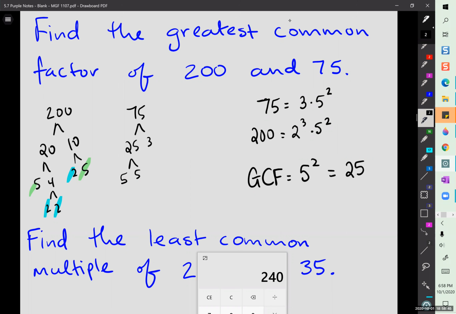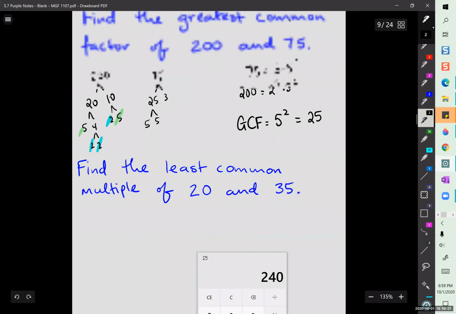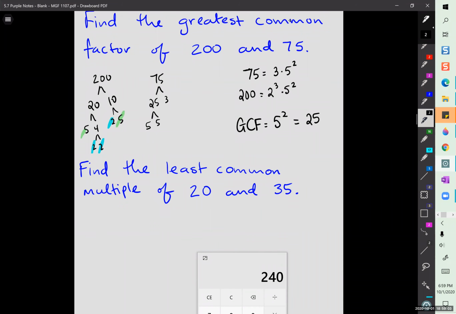So greatest common factor, choose all the common primes and pick the least exponent possible for each of those common primes. Multiply it together, that's the greatest common factor. Now, least common multiple is a similar setup. You still do prime factorization first, so I'll give everybody a second to do that.